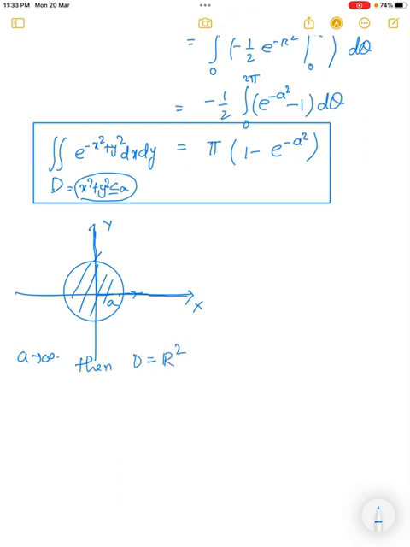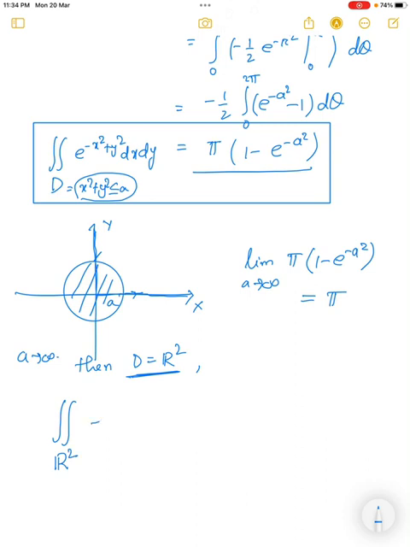That means this region will be... Also, if we put here limit a tends to infinity, what is the value of this limit, 1 minus e to power minus a square? As this goes to 0, this limit will be pi. That means as a tends to infinity, D will be R2. So this is the integral over R2 of e to power minus x square plus y square dx dy, and this will be equal to pi. Because I am applying the limit a tends to infinity on both sides, the left side becomes R2 and the right side becomes pi.